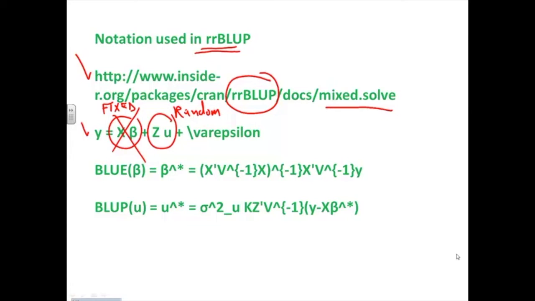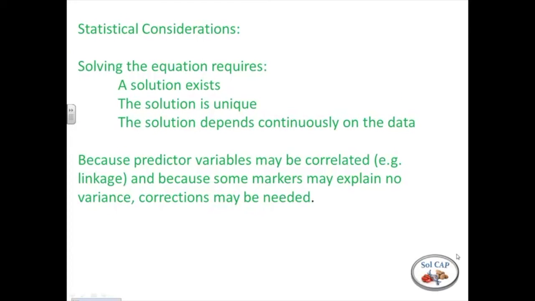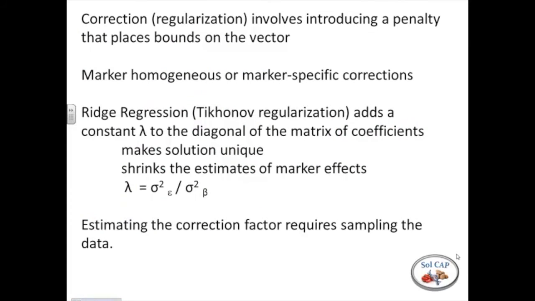And so we're either solving for the fixed effects as a best linear unbiased estimator or the random effects as a BLUP. So the statistical considerations for solving these equations: there must be a solution, the solution must be unique, and the solution must depend continuously on the data. Those are pretty much givens. Okay. So because the predictor variables may be correlated, i.e. linkage, because some markers may explain no variance, there might need to be some corrections. Okay? So these corrections, or statisticians sometimes refer to this as regularization, involve introducing a penalty that puts bounds on that vector.